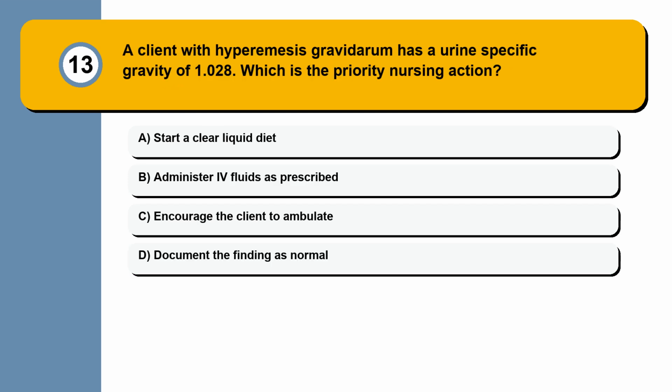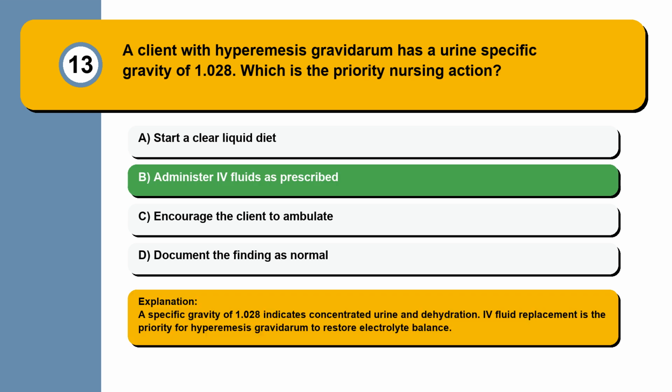Question 13. A client with hyperemesis gravidarum has a urine specific gravity of 1.028. Which is the priority nursing action? Start a clear liquid diet. Administer IV fluids as prescribed. Encourage the client to ambulate. Document the finding as normal.